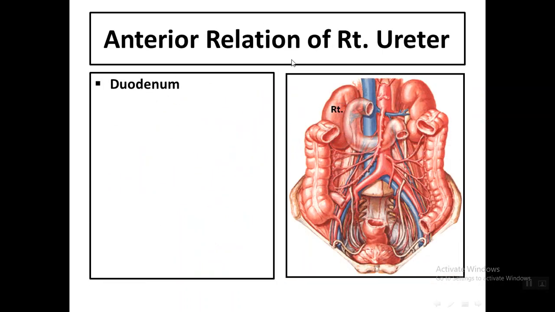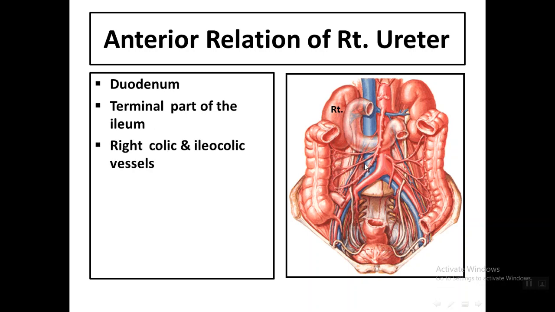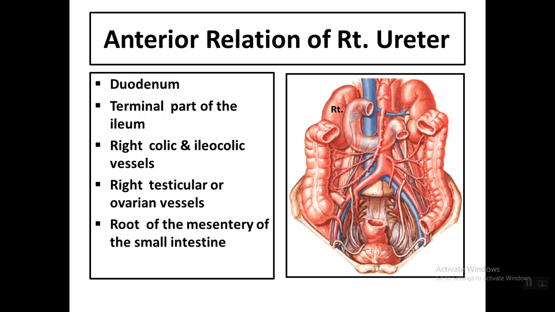What are the anterior relations of the right ureter? First is the duodenum. This is the ureter. The anterior relations are the second part of the duodenum, the terminal part of the ileum, the right colic and the ileocolic vessels, the right testicular or ovarian vessels, and the root of the mesentery will also pass anterior to the right ureter. So these are the anterior relations of the right ureter.